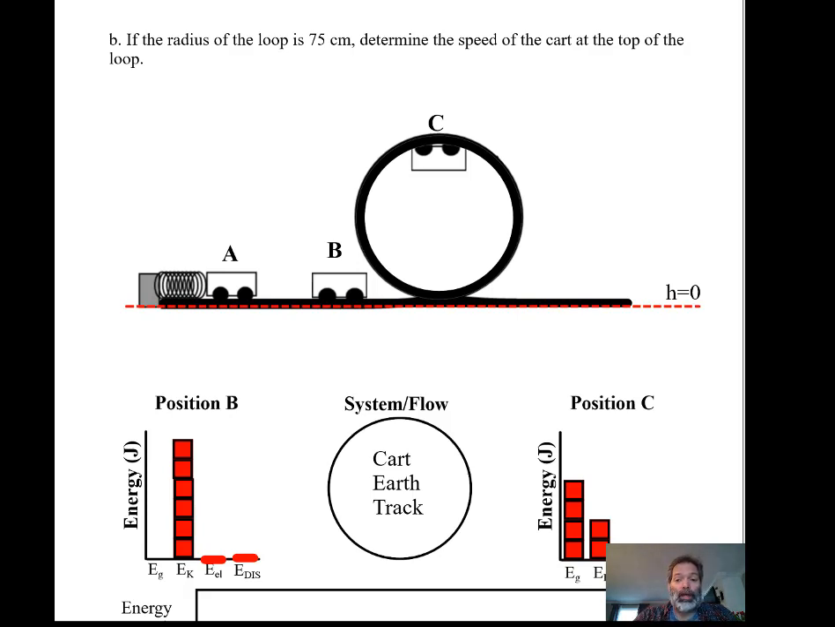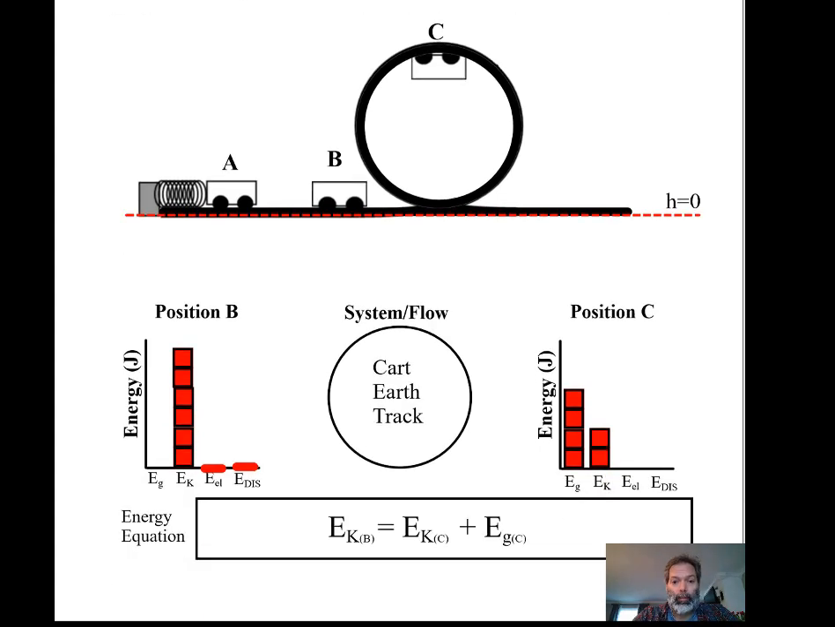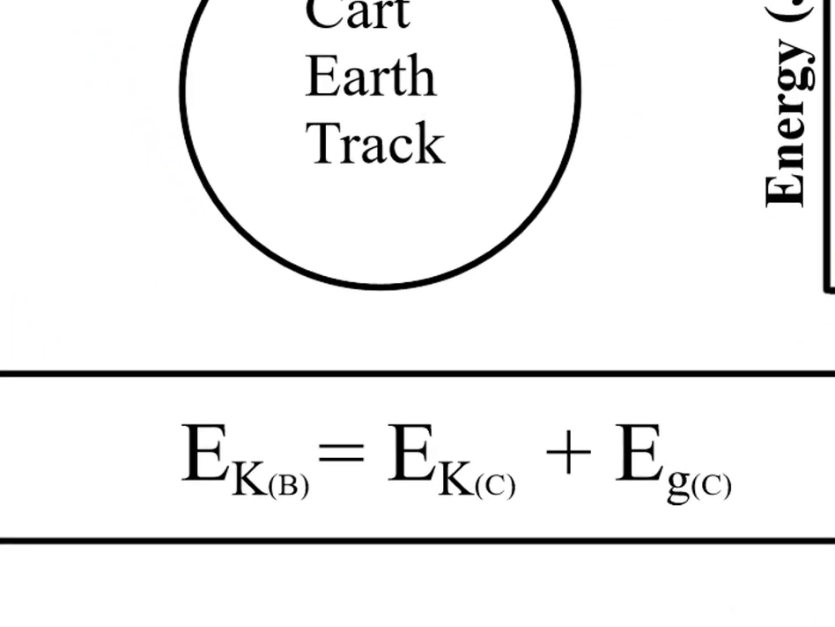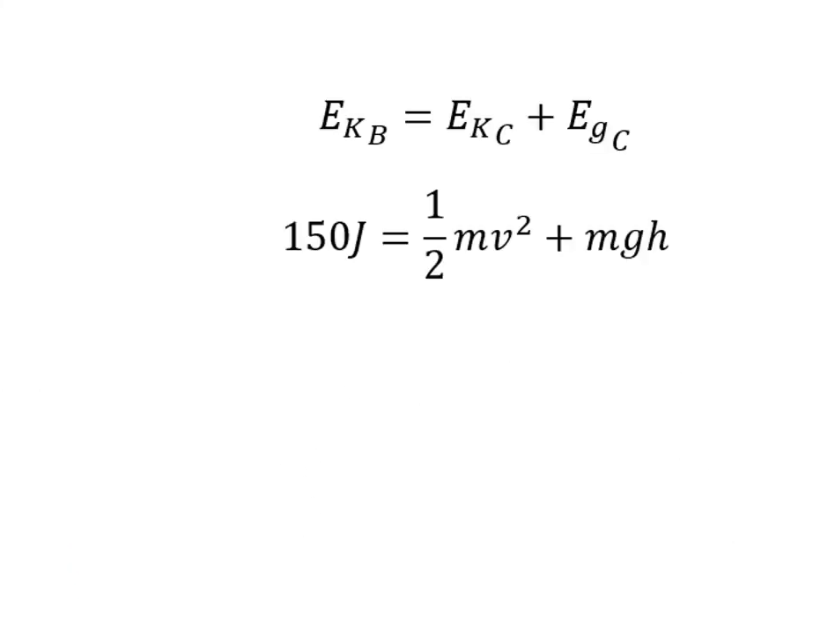When writing my qualitative energy equation, I would see that the kinetic energy at B, which we know is 150 units, has to equal the kinetic energy at C plus the gravitational potential energy at C. And now we can go ahead and solve for the amount of each energy column in our equation. Putting that in the equation form that we saw in the other videos, the kinetic energy is 1/2 mv squared, and the gravitational potential energy is mgh.